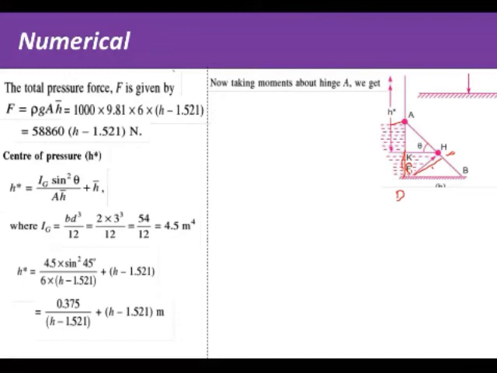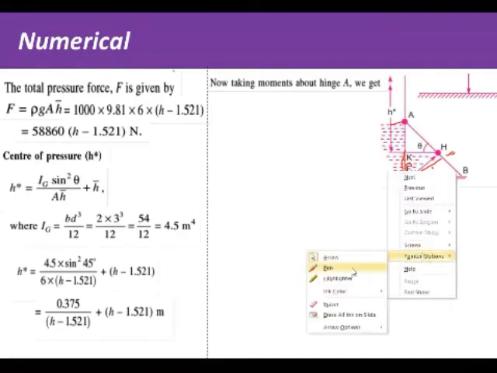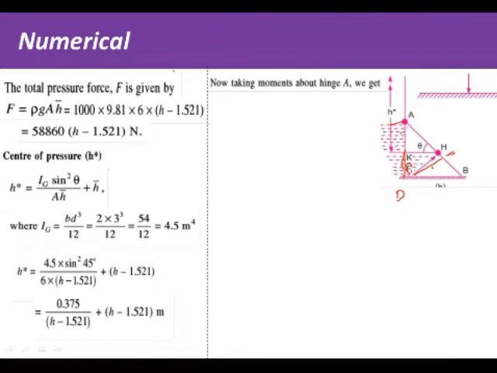Now we will do one thing. We will take the moment about hinge A. So what is happening on this gate now? On this gate there is some point G, where W acts in the downward direction. And there is one force F acting, but F always acts normal, so you have to take the vertical component of F, which will act in the vertical direction. While taking moments about the hinge, you have to resolve it in the vertical direction.